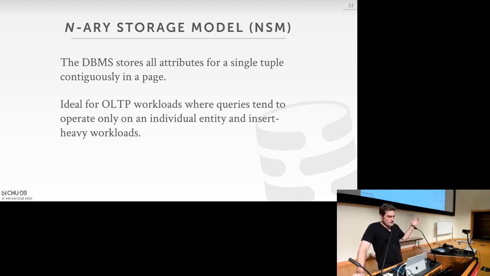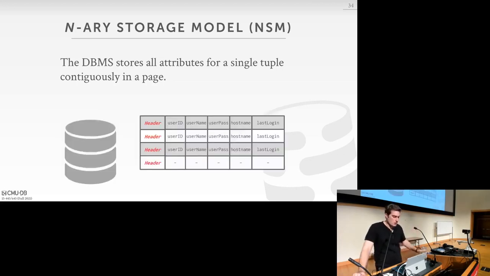Everything's contiguous in a page, and it's in particular ideal for OLTP workloads because queries tend to operate on individual records, or in this case, rows. So if we need to read or update an individual row, we can go grab it, and everything is stored together in a row format. If we want to do an insert, we just insert a bunch of contiguous values that are all stored consecutively together in a page. So this is the classic way we've been talking about this.